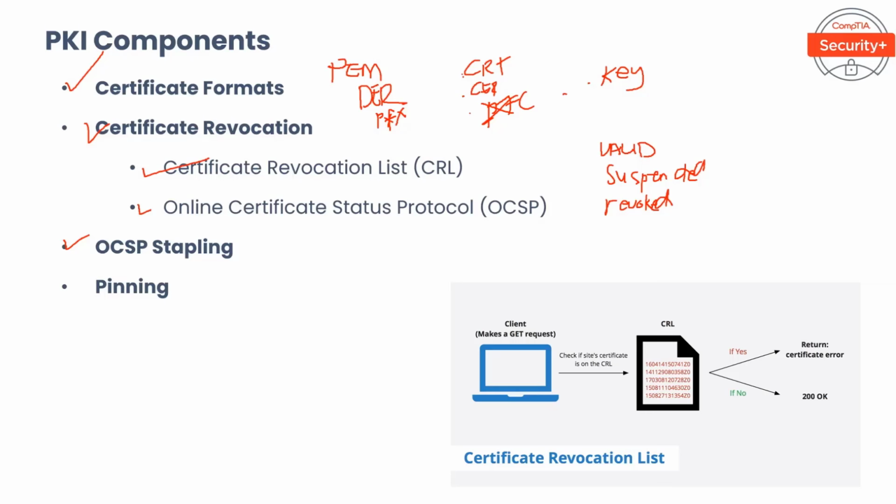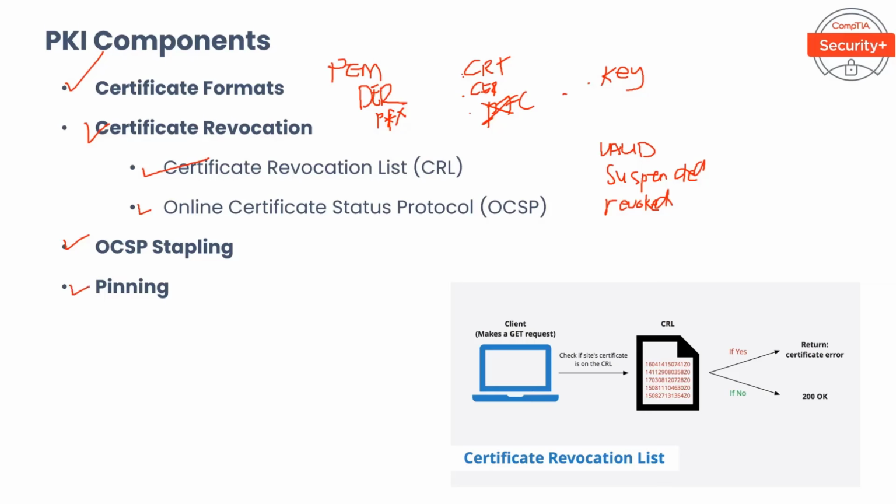OCSP stapling provides several benefits. First, it improves the performance of the secure connection. Next, privacy concerns are reduced because the end user's browser does not need to potentially contact a third-party CA to verify the certificates and reveal the browsing history. Finally, reliability is improved. If the client were unable to connect to an overburdened CA, for example, the client would otherwise accept a potentially invalid certificate or simply end the connection.